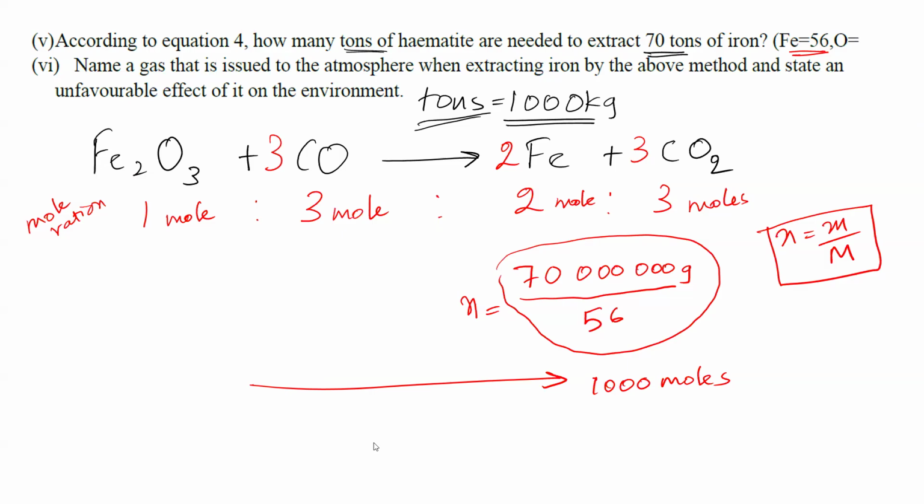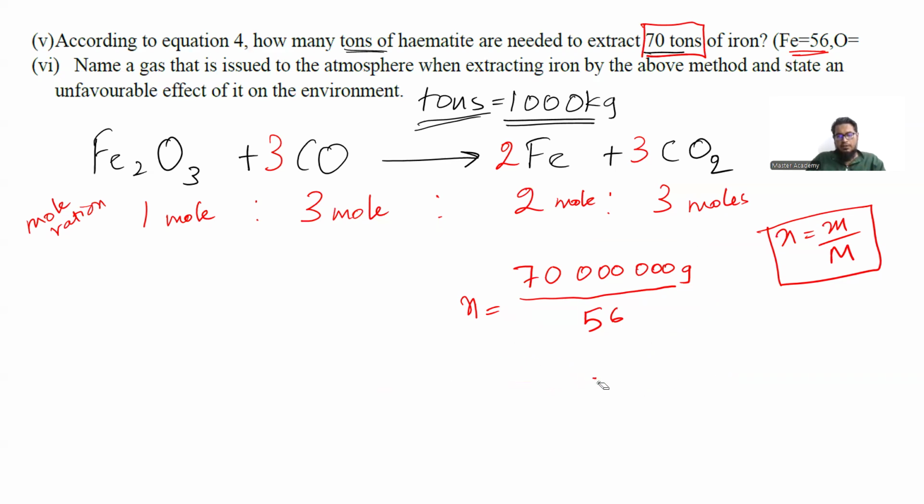Yeah, you all can unmute. Easy question, no? Yeah, I will need 500. Why 70 million? Because they have said 70 tons of iron. I need to produce 70 tons. So when we convert it into kilograms, 70,000 kilograms. When you convert it into grams, 70 million grams divided by 56 grams per mole.